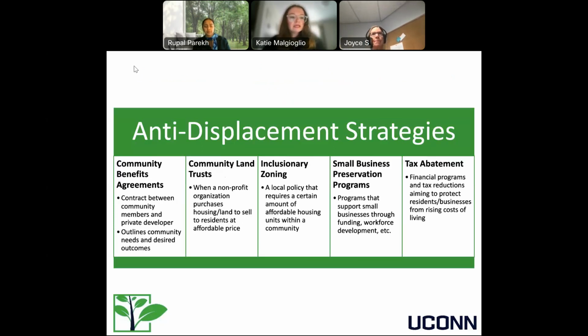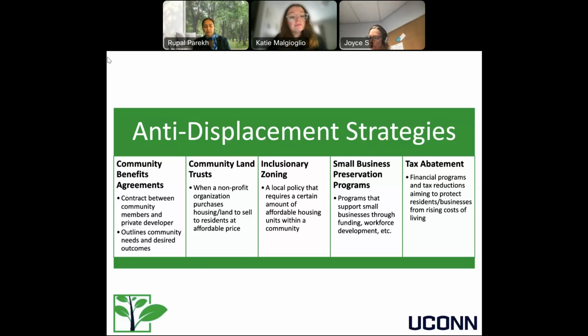So moving into some of our anti-displacement strategies, you can find more information about this on the EPA website or through TAB. We have a resource that I'll share with you shortly. These are some strategies that have been identified as effective specifically for minimizing displacement in the context of brownfields redevelopment. So we have community benefits agreements, community land trusts, inclusionary zoning, small business preservation programs, and tax abatement.